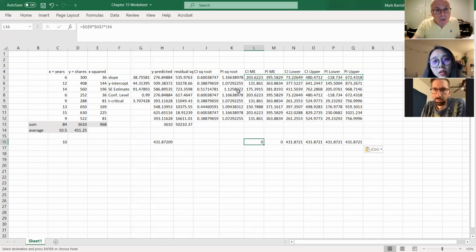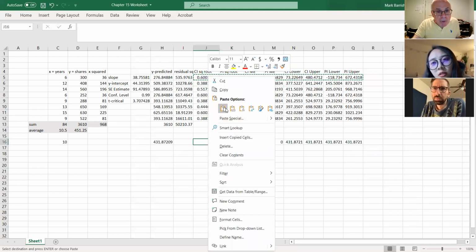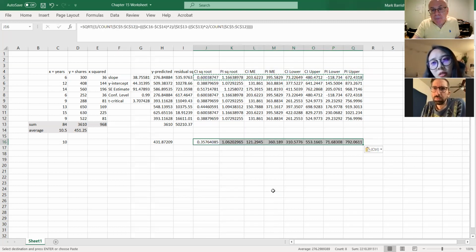Oh, do I need these square roots? You bet. I need the square roots. I forgot about the square roots. So let's do that. The square roots have to be in there too. Copy. Go down to here. Paste. There we go. You need the square roots in these formulas.